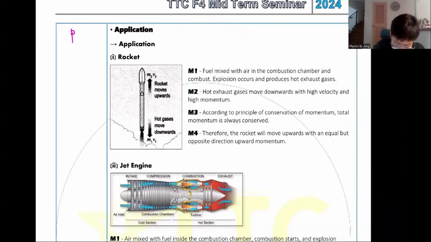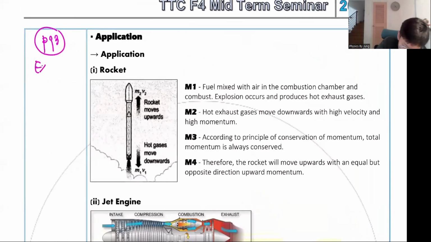Now, page 3. If you do sufficient physics questions, you will realize that the most headache part is the explain part. Basically, it's a bunch of theories. So it's not the calculation that is the most headache, it's the explain that is the most headache.